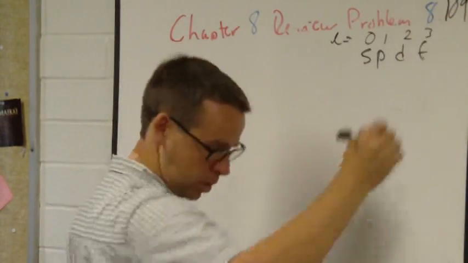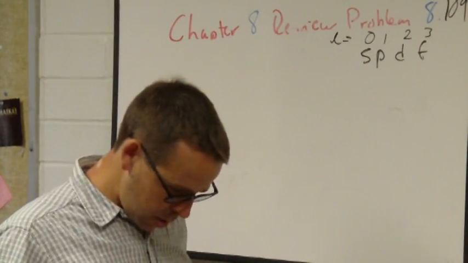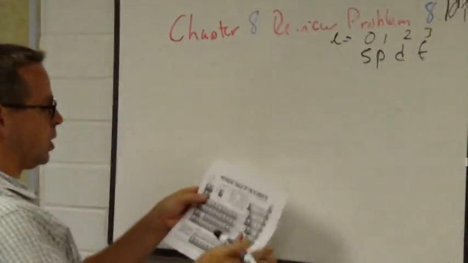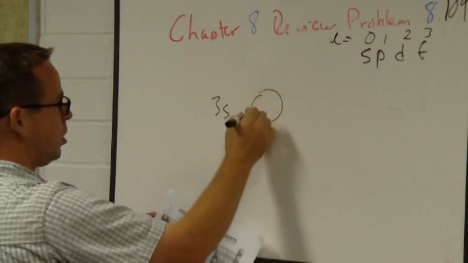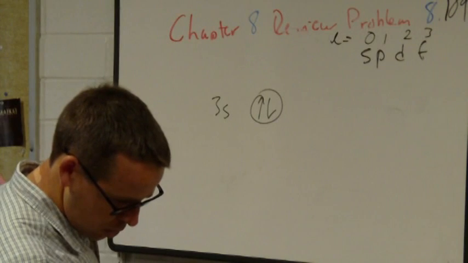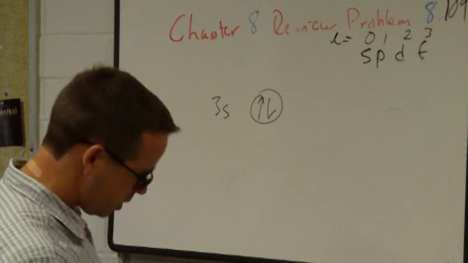8.9. How many unpaired electrons will be found in the ground state of magnesium? Well, we see magnesium is filling the 3s orbital, and there's one electron up and one down, so there's none there. No unpaired electrons in magnesium.